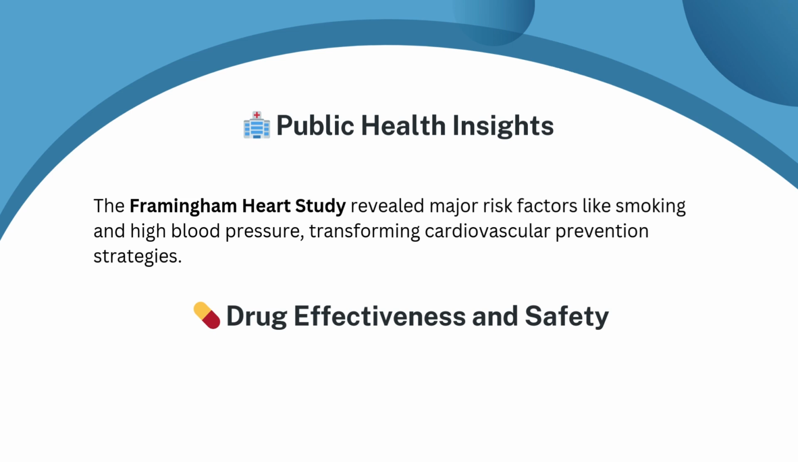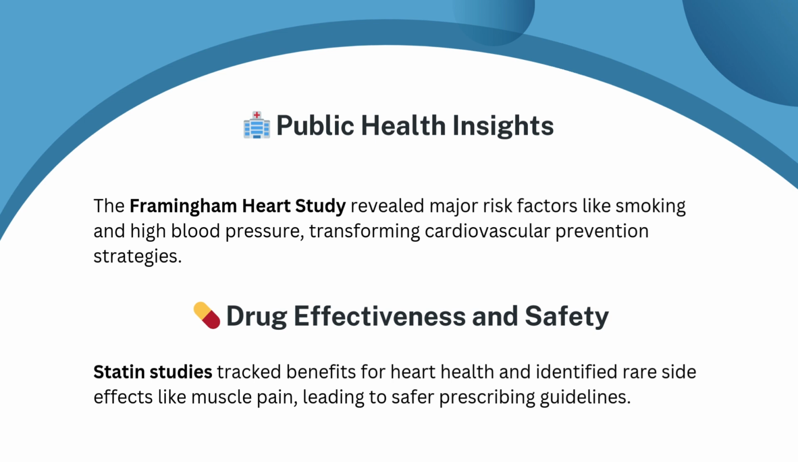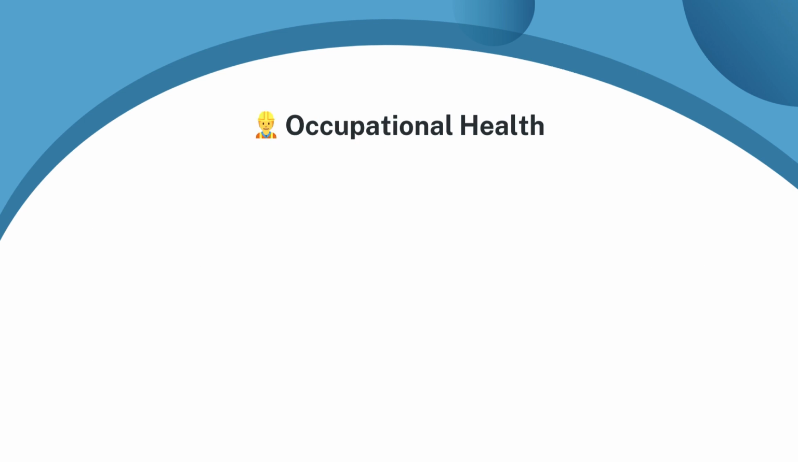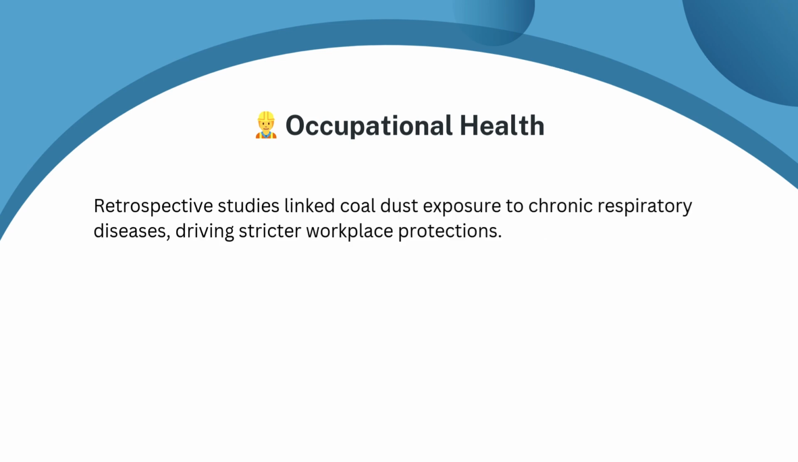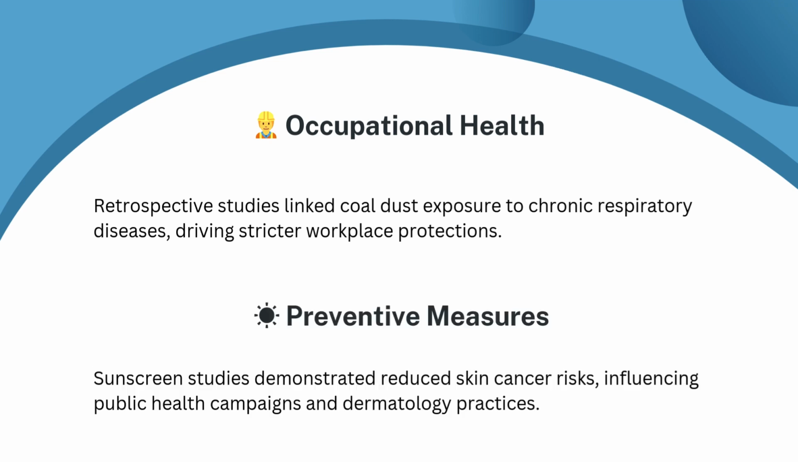Drug effectiveness and safety: cohort studies often assess the real-world performance of medications. For example, studies on statins tracked their benefits in reducing heart disease and identified rare side effects like muscle pain, ensuring safer prescribing practices. Occupational health: retrospective studies on coal miners revealed the link between dust exposure and chronic respiratory diseases. These findings led to stricter workplace protections. Preventive measures: a study on sunscreen use showed its effectiveness in reducing skin cancer risk. These results influenced public health campaigns and dermatology guidelines.